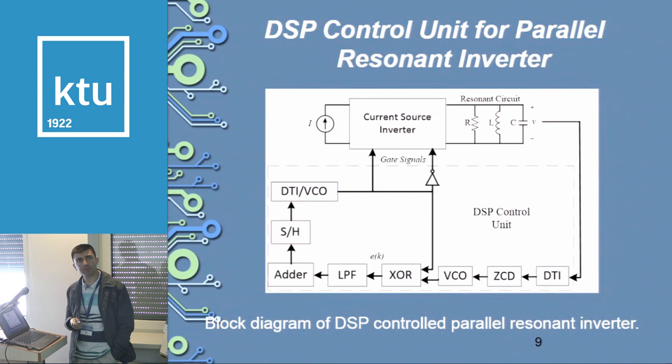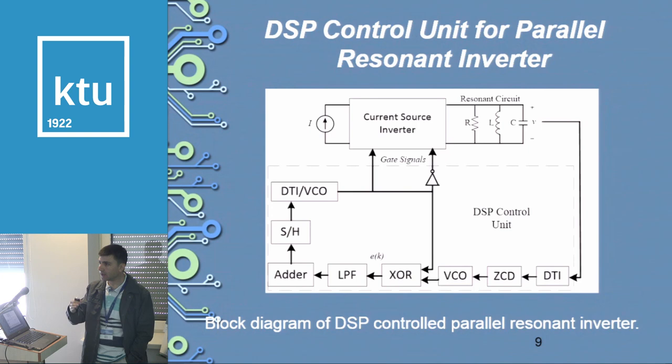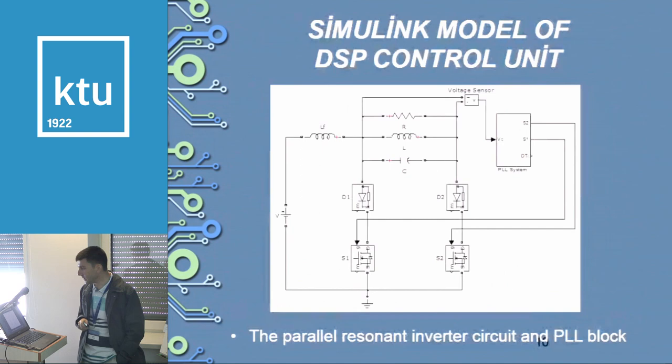Here is our parallel resonant inverter, and we control the switch with the DSP control unit. It detects the output voltage and discretizes it. The voltage controlled oscillator signal and the gate signal are compared with the XOR gate block. After the low pass filter, we have a DC component, and according to this DC component, we create a new frequency by using the voltage controlled oscillator. The error is minimized by using two different signals. According to the new voltage of the low pass filter, the new frequency is near the resonant frequency, or adjusts to the accurate resonant frequency. And our Simulink model is seen now in this figure.